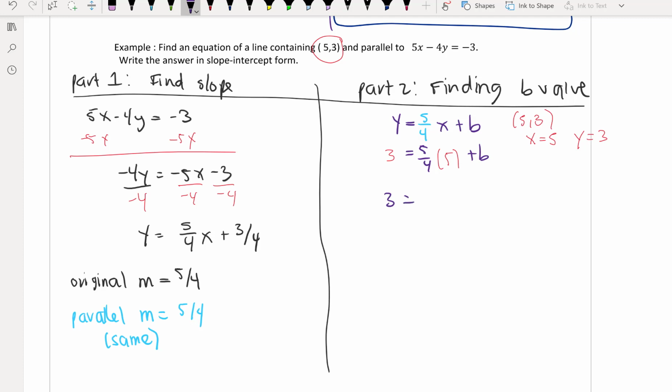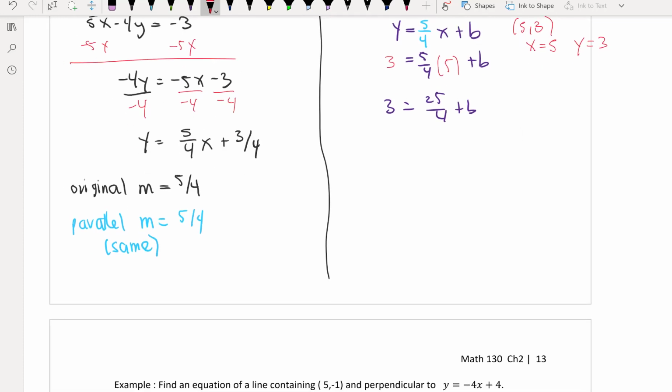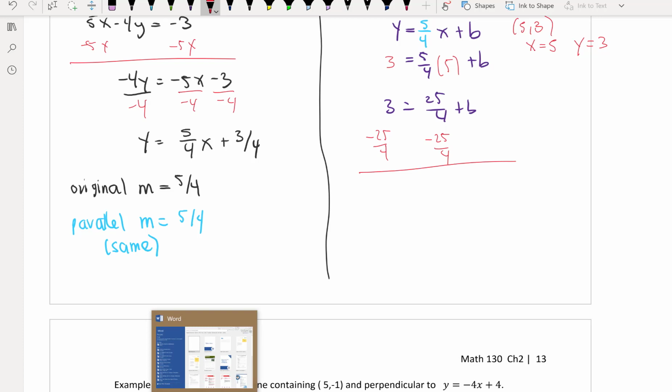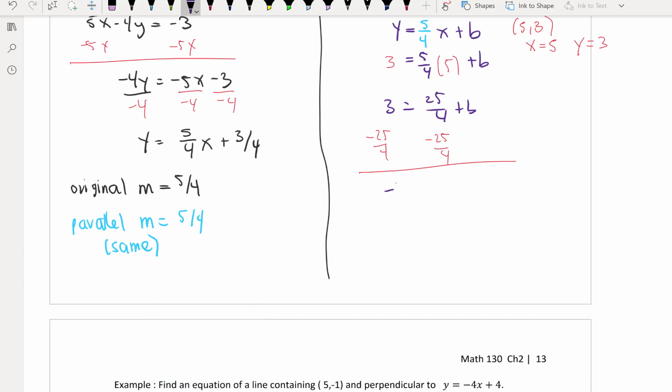So I'm going to have 3 is equal to 25/4 plus b. From here, I'm going to subtract 25 divided by 4 on both sides. So on your calculator, 3 minus your fraction of 25/4, and that's going to give me negative 13/4. So then your final answer is going to be that y is equal to your 5/4 x minus 13/4.